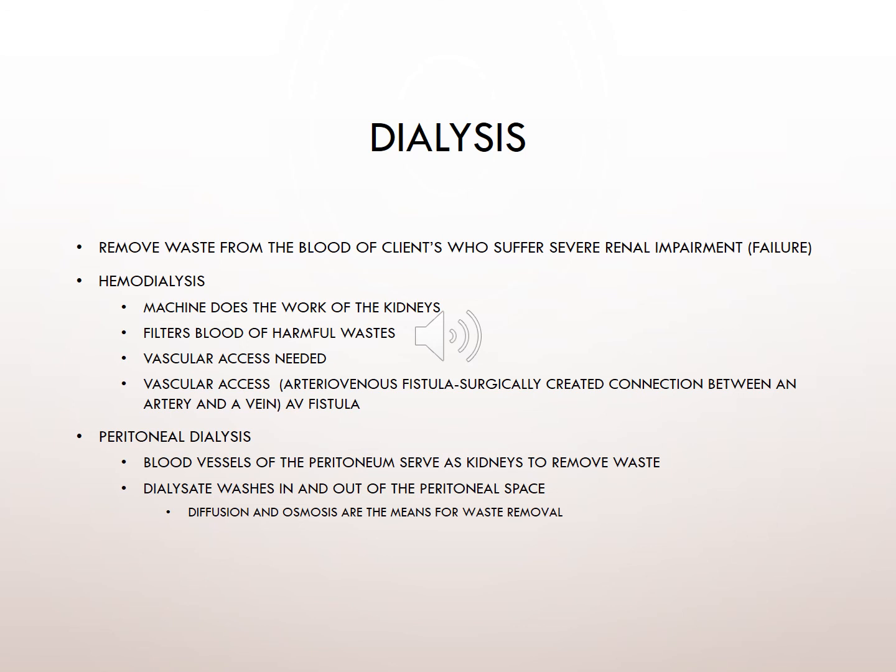The second type of, excuse me, can't talk after all these slides. The second type of dialysis is peritoneal dialysis, and this is where the blood vessels of the peritoneum serve as the kidneys to remove waste, and basically we're washing in and out of the peritoneal space.